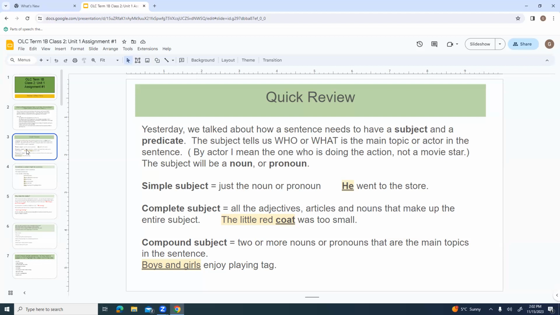For a compound subject, it's two or more nouns or pronouns that are the main topics in the sentence. So I've got here, "Boys and girls enjoy playing tag." Now, I could have adjectives in there as well, and they would still be part of what's called the compound subject, okay? So it doesn't change and become single and complete the way it does once it's a compound; the whole thing is the compound.